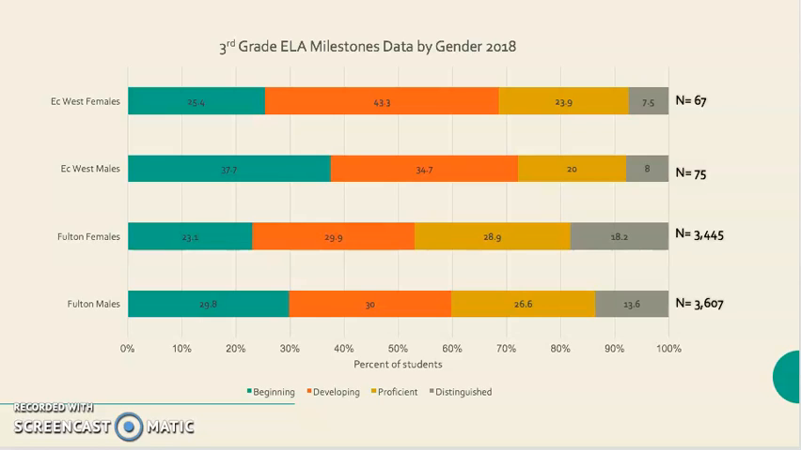However, this is interesting because our female population in both our school and the county are performing higher than the male population. So that is something that we need to consider when we want to raise student achievement: we have more males in the building and in our district, but why are they performing lower than their female counterparts?